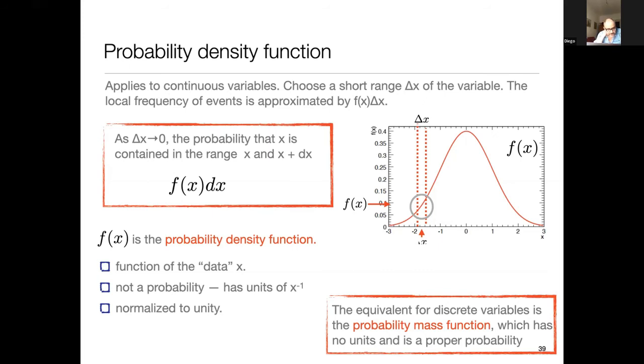So, mathematics aside, this is a probability density function. And you have to remember that this is a function of the data, and it is not a probability. It's a probability density. In fact, it has units of x to the -1, and probability cannot have units, right? And the other important thing is that it's normalized to unity. So, of course, the area of this should be 1. All the possible outcomes should sum to 1.